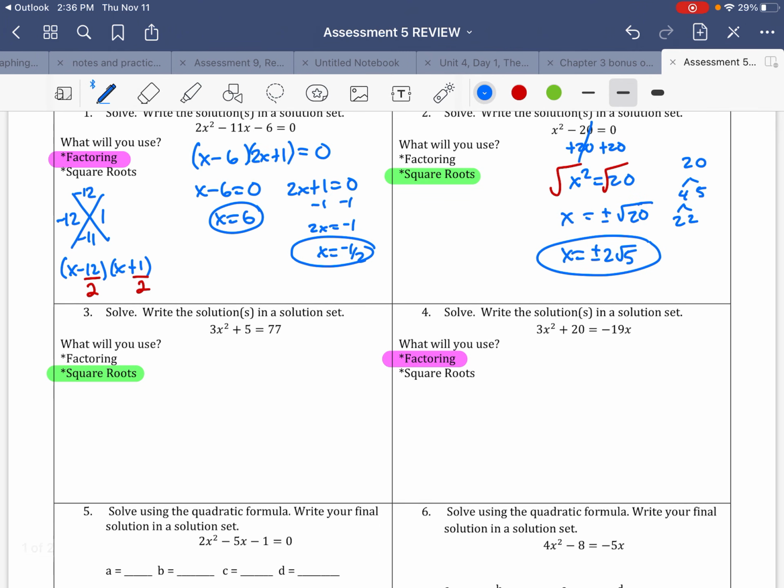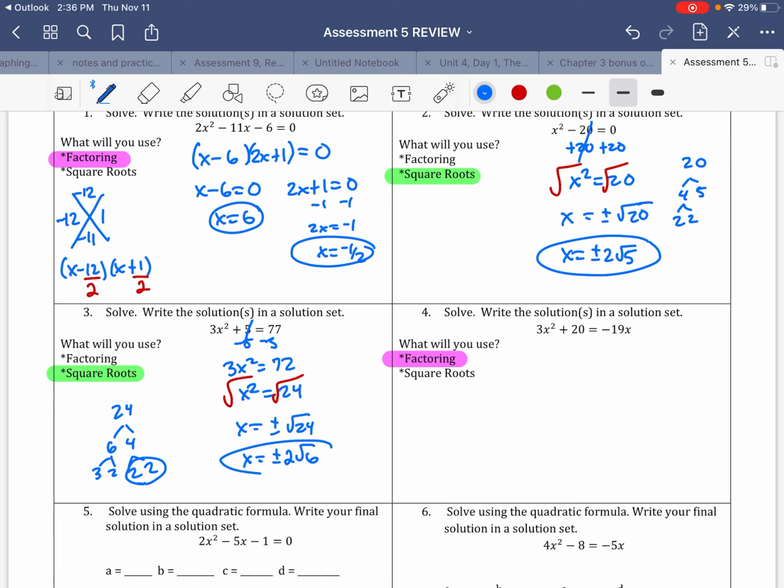Same thing on number 3. We're just going to go for the square root method. Take away 5. Got 3x squared equals 72. 72 divided by 3, let's see, that's 24. Okay, so now I'm ready to take the square root of both sides. My answer is plus or minus radical 24, but that's suspiciously large, so let's break it down. 6 and 4, 3 and 2, and 2 and 2. Well, I got a pair of 2's here, so I'll bring out a 2 and leave the 3 and the 2 inside, so leave a 6 inside. So 2 radical 6. Okay.